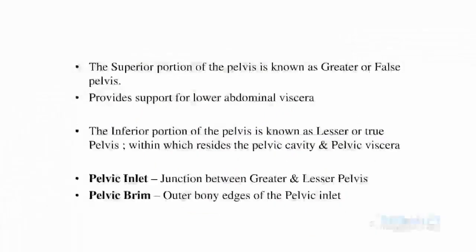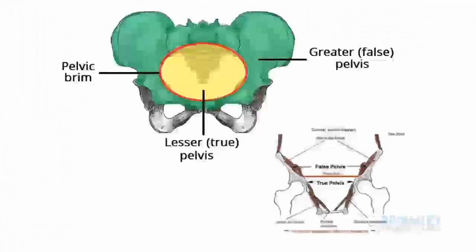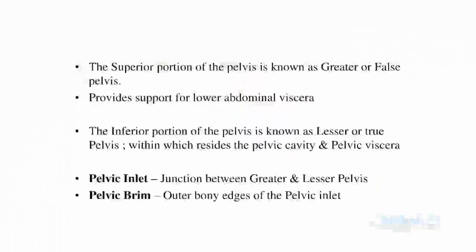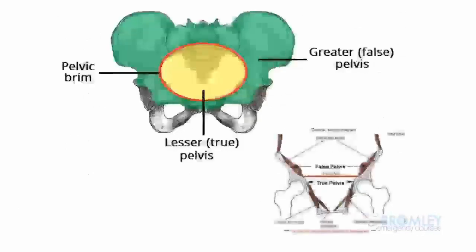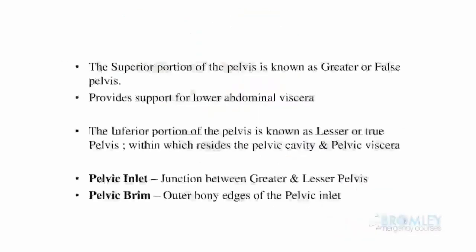Superior portion of the pelvis is known as the greater or the false pelvis. So this bit, the green bit, greater or the false pelvis. And it just provides support for lower abdominal viscera. The inferior portion of the pelvis is known as the lesser or the true pelvis, in which you will find the pelvic cavity and the pelvic viscera reside.